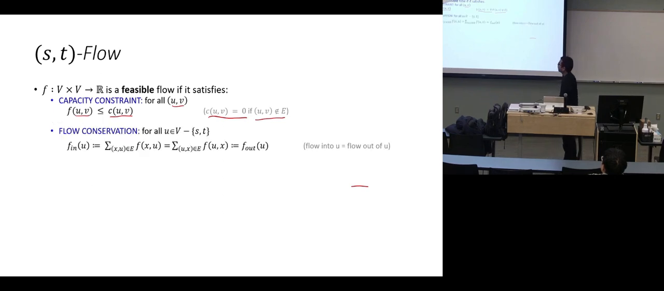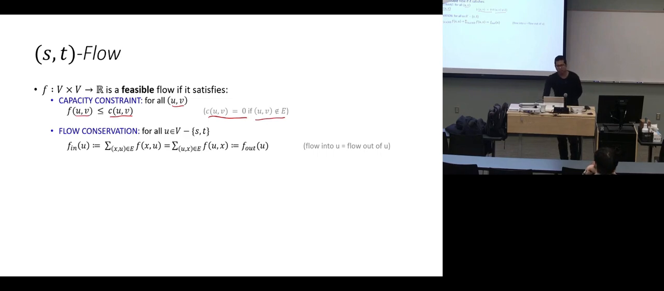You also need to have flow conservation. That is, for every node which is not S and T, any node U which is not S and T, I want to have flow in to U equal to flow out of U. So flow in of U, which is defined as summing over all flow from all nodes to U, needs to be equal to flow out of U, which is just the sum over all flow that U sends out of it. So that's flow conservation. That's the sort of thing that I need.